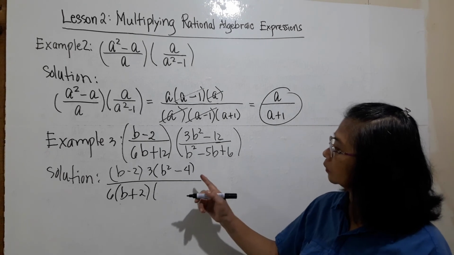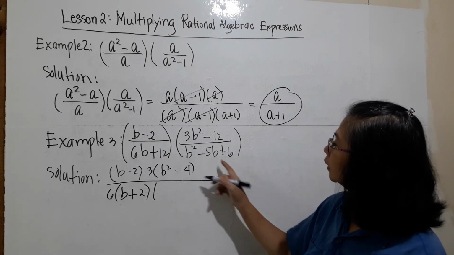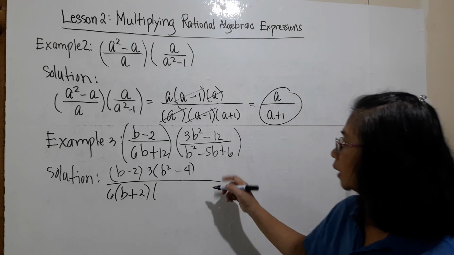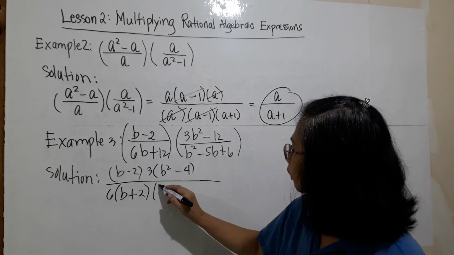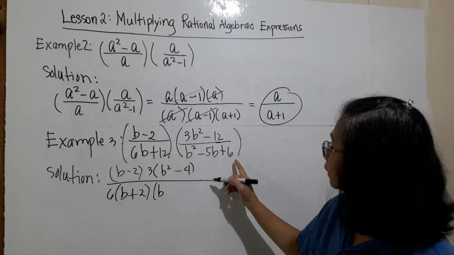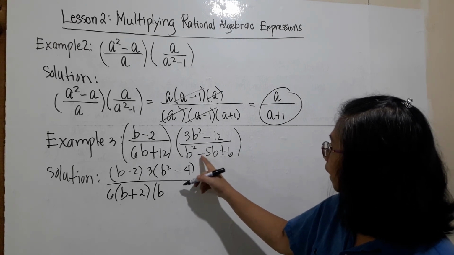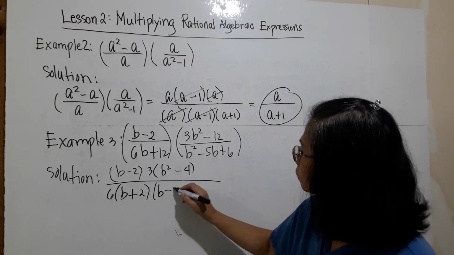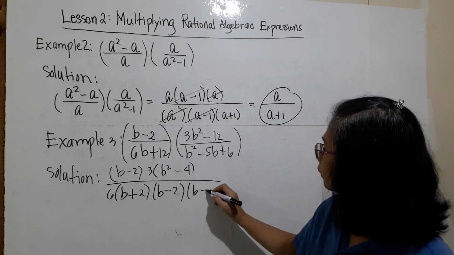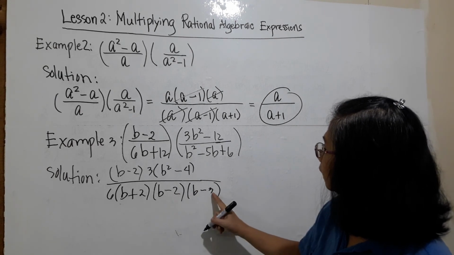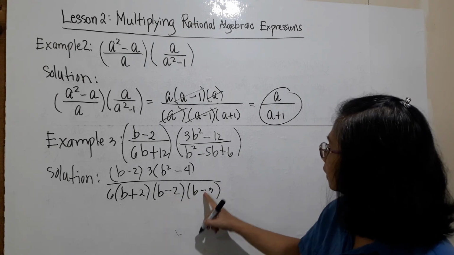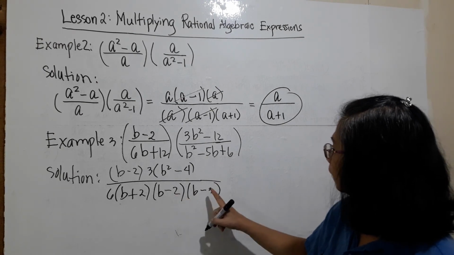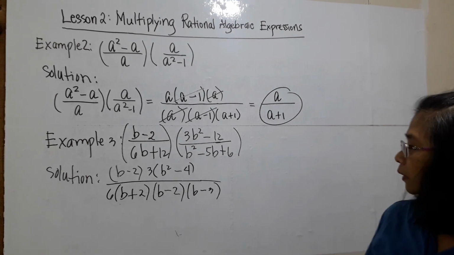Okay, what about this one, the denominator of the second factor? This is a general trinomial. Let's factor the general trinomial. Factors of 6 that will give an algebraic sum of minus 5. It should be minus 2 and minus 3. 2 times 3 is 6, negative times negative is positive. Add algebraically, minus 2 plus minus 3 is minus 5.